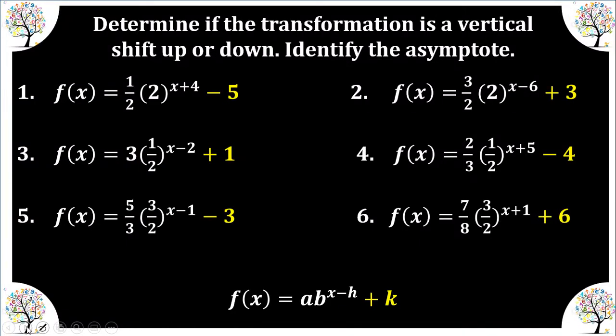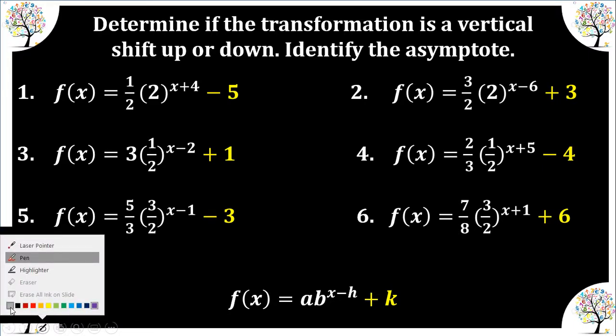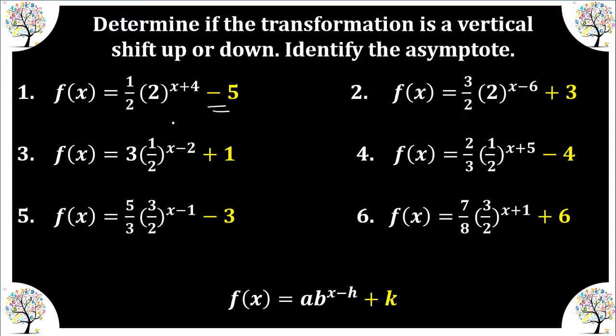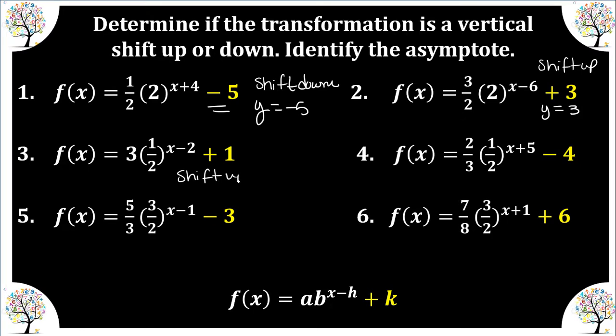Now pause the video and see what kind of shift we have in each of these examples. Remember, you're only looking at the k value, which is the value that's added to the exponential term. Number 1, we have a vertical shift down. Our asymptote is y equals -5. In number 2, we have a shift up 3 units. Our asymptote is y equals 3. Number 3, we have a shift up, and our asymptote is y equals 1.